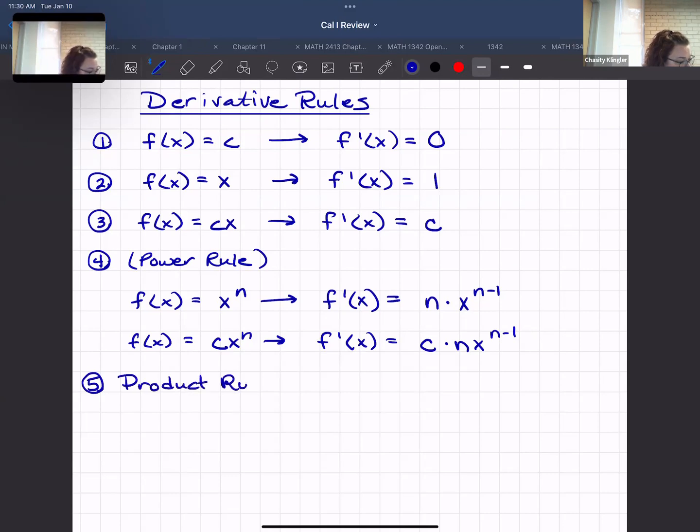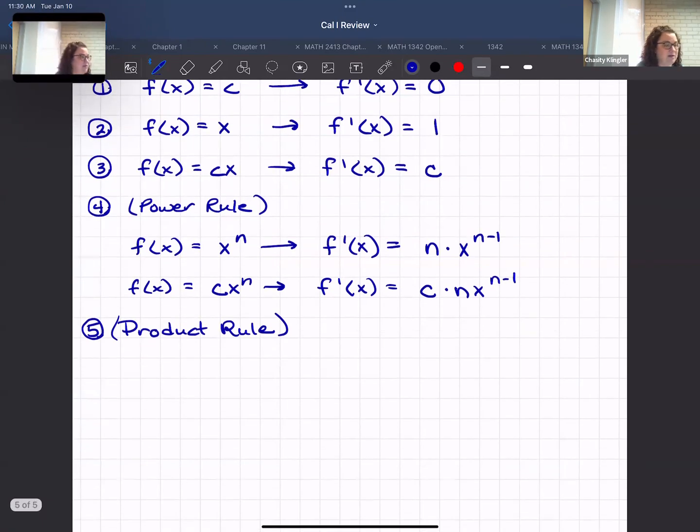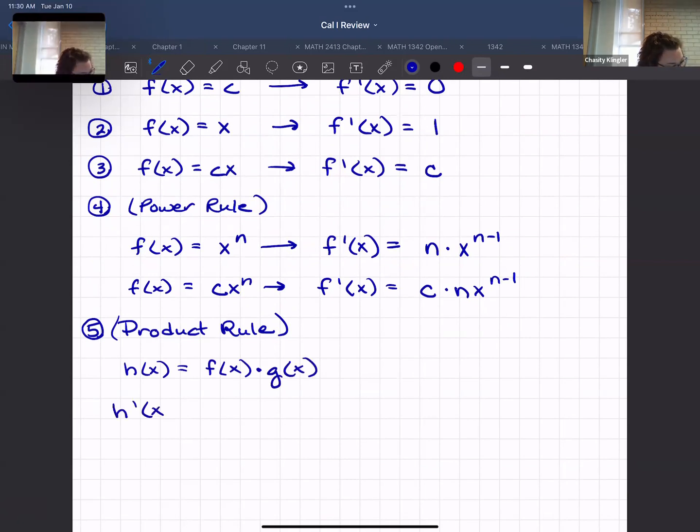Okay, product rule. I think I actually say this differently than professor does, but it's the same thing no matter which order you do it. So say I've got h of x equals the product of two functions, f of x times g of x. What's the derivative of that product? How do y'all say it? Y'all remember?